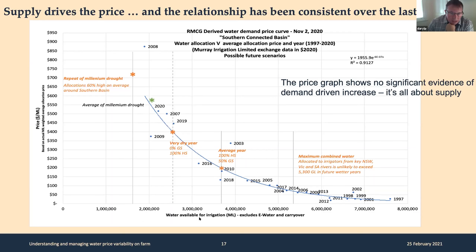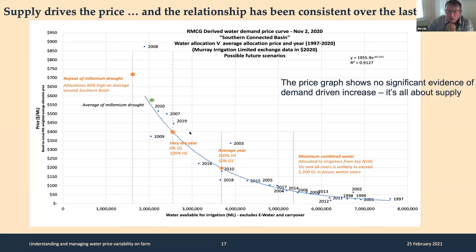Obviously, when we get low, we get that heat in the market and that position. And I guess the other aspect of this graph is that these water volumes out here are past. They're done and dusted now, because we will never get those allocations again, because that's part of the Murray-Darling Basin, the part of the consumptive pool that is now no longer available to irrigators.